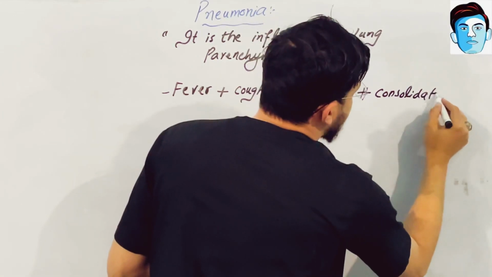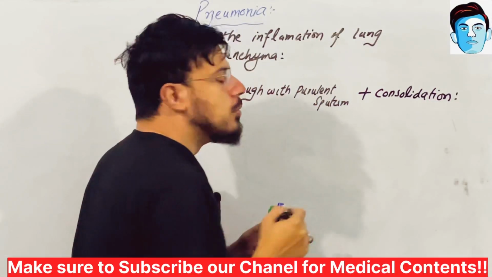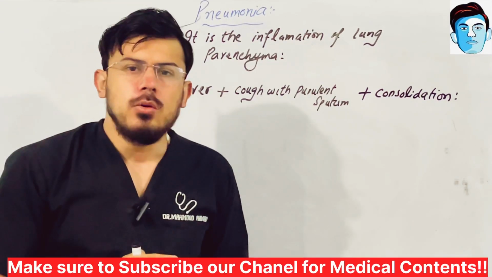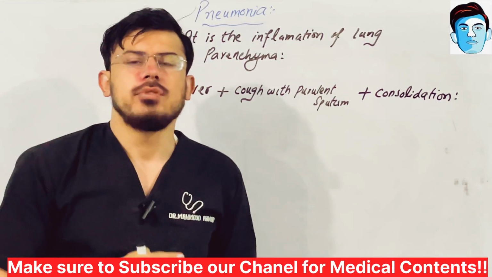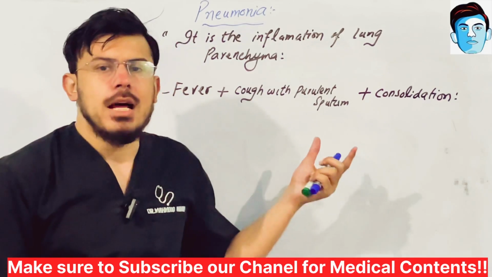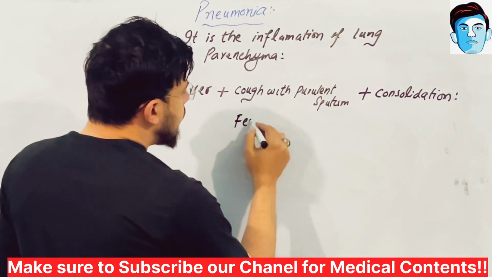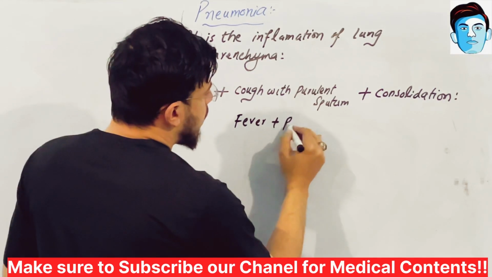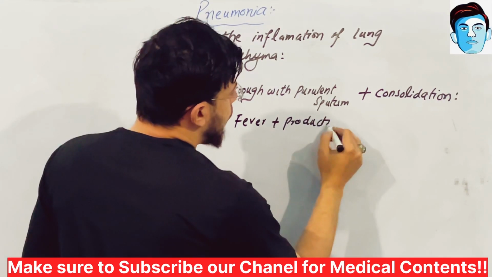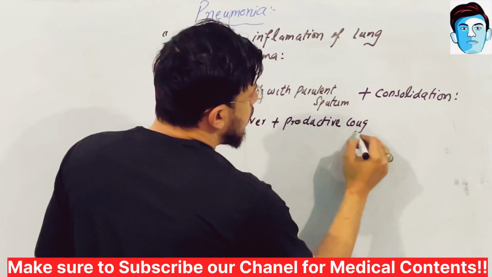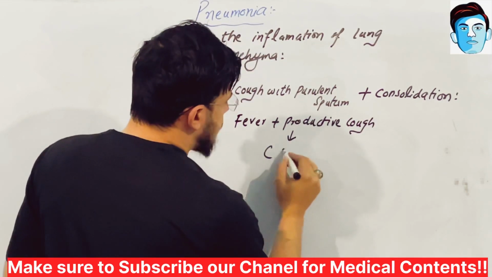Now these are the classical features of pneumonia, that is, if there is a fever, if there is a productive cough, and if there is consolidation. So this is the classical presentation of pneumonia. If there is fever and productive cough, first of all you should do the chest X-ray.